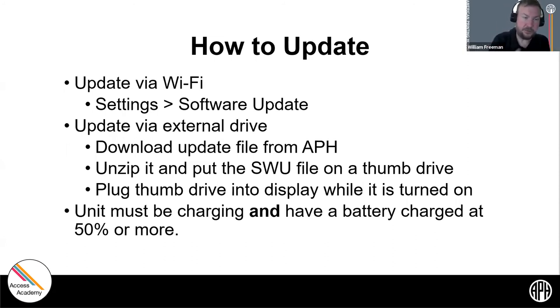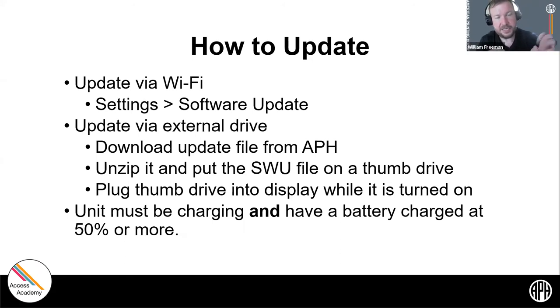If you either don't have Wi-Fi or you don't have reliable Wi-Fi, or if you're updating a lot of units, it's much quicker to update via an external drive. So if you're updating a bunch of students' units all at once, download the update file from APH. Just go to the shop page for the Mantis or Chameleon. Go to the download section. It'll be right there. It'll come as a zipped folder. You want to unzip it. The file is an SWU file. That's just the file type that it is.